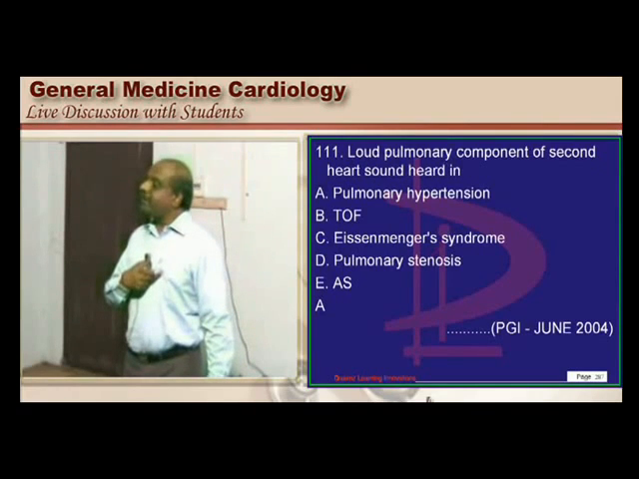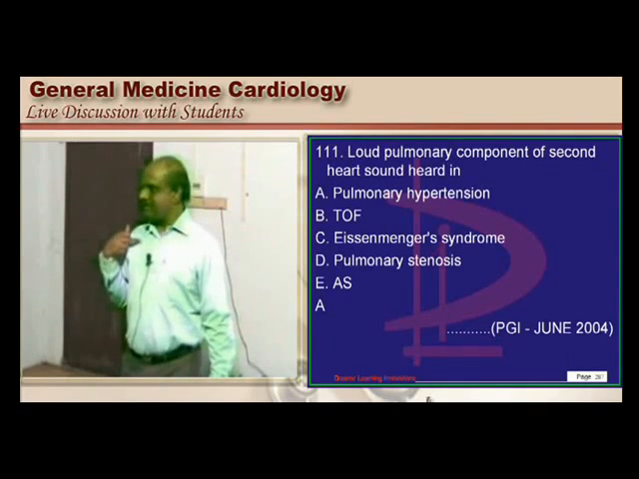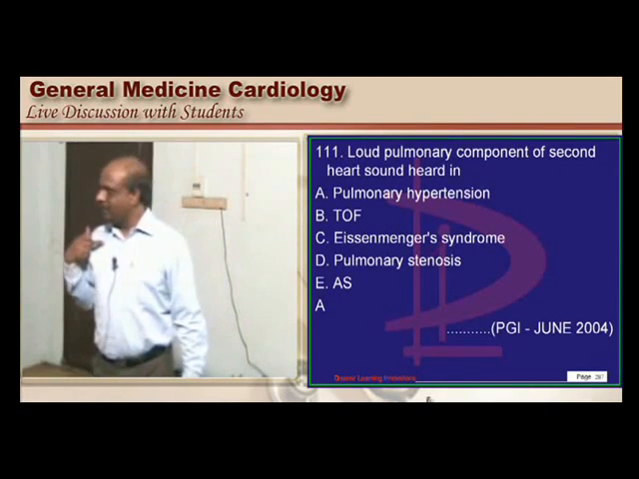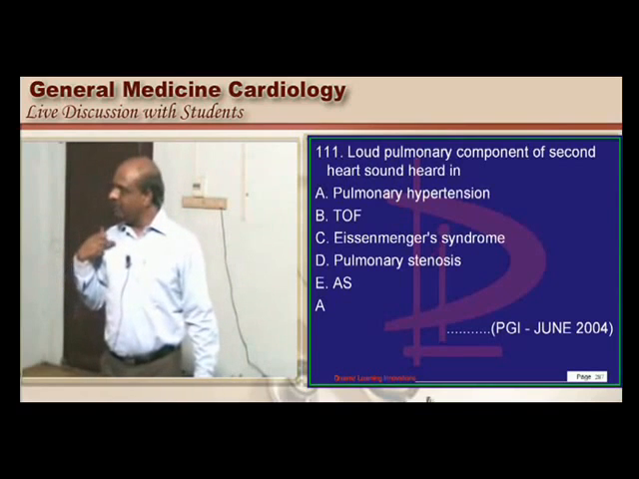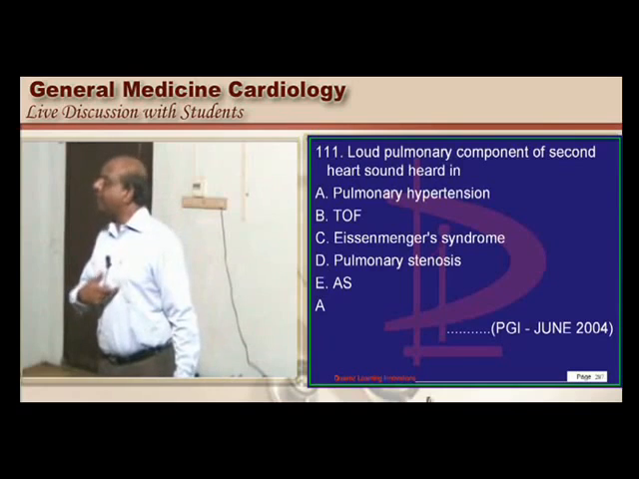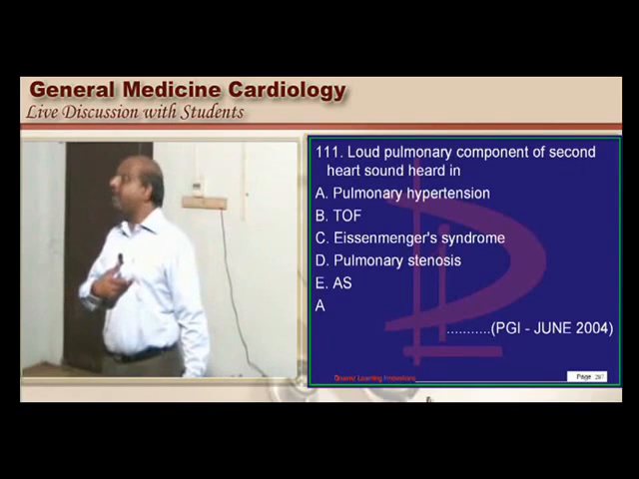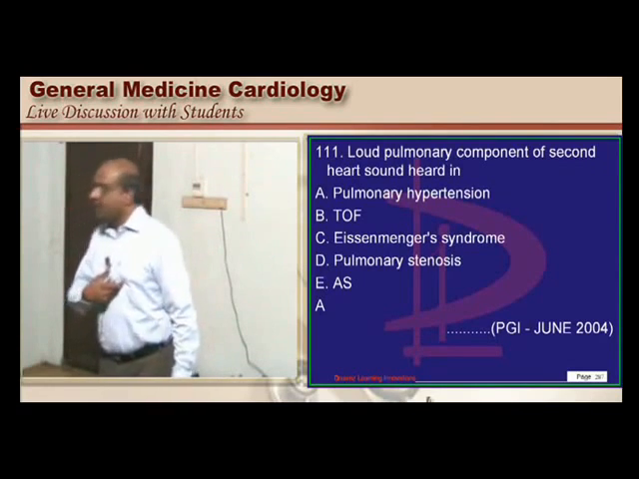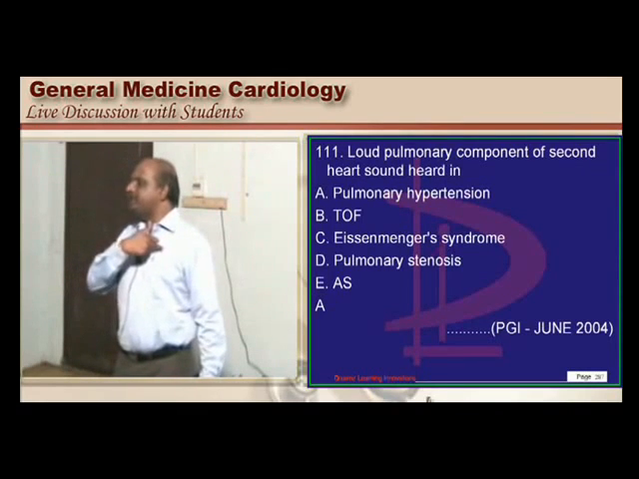Where do you listen for the aortic regurgitation murmur? Not in the aortic area, that is, you don't listen for it in the second right intercostal space. Rather, you hear it in the third and fourth left intercostal spaces, the neo-aortic area, where the early diastolic murmur will be heard. If there is pulmonary hypertension, what are the important features?